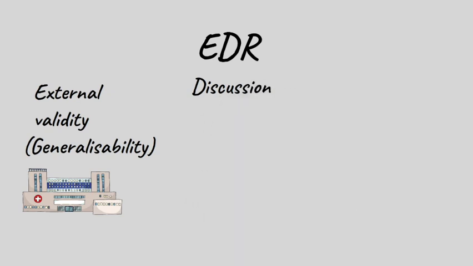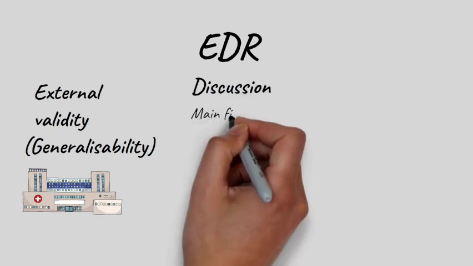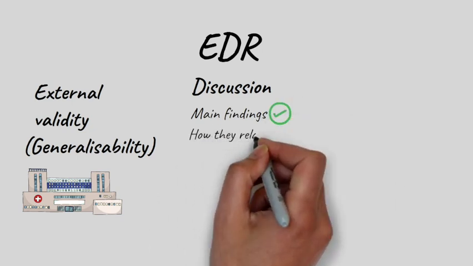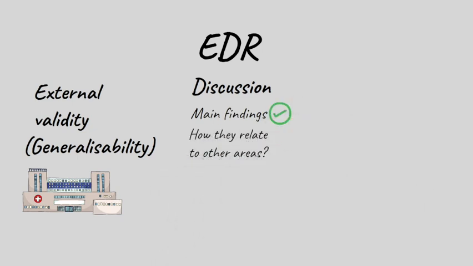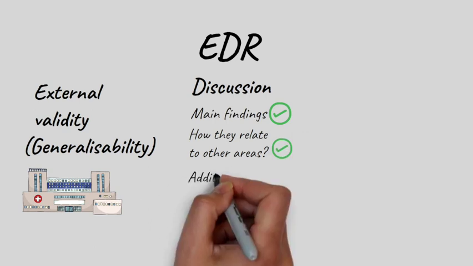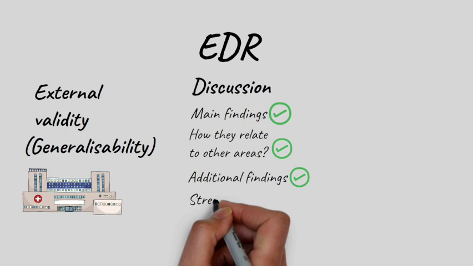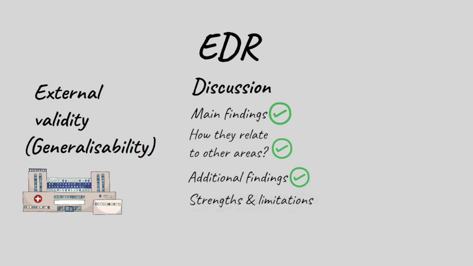Discussion is that part of the paper which is enjoyed by most of the readers. It should follow a logical sequence. First, main findings and how these main findings relate to the existing literature. Whether the researcher has also mentioned additional findings and discussed the strengths and limitations of the study. Future directions are also important to look at, and finally, the conclusion has to be impactful.